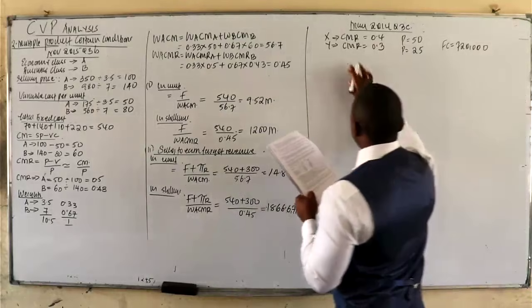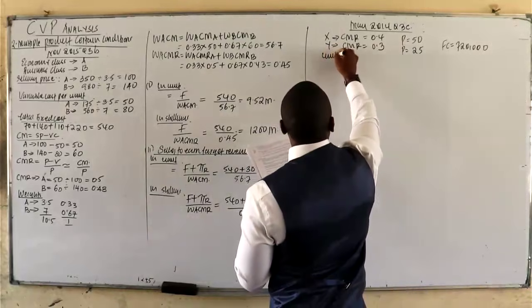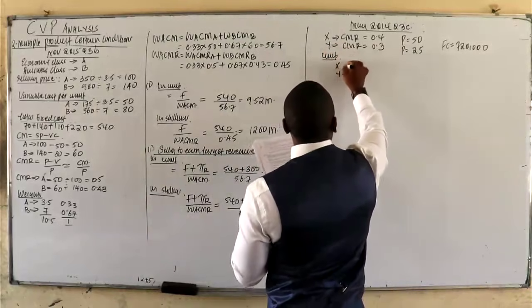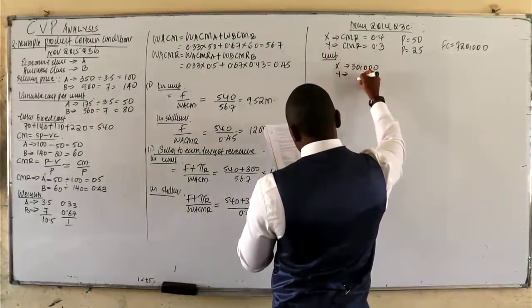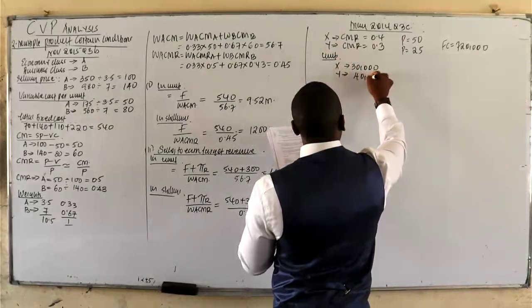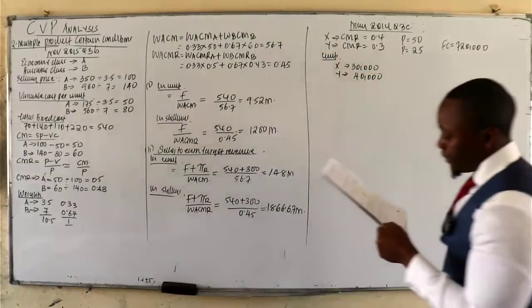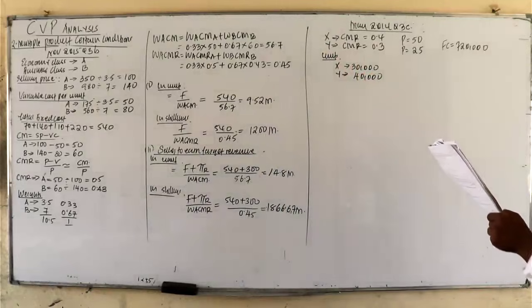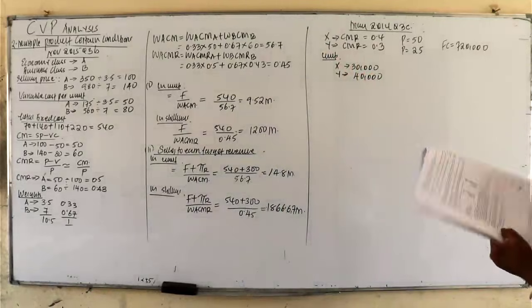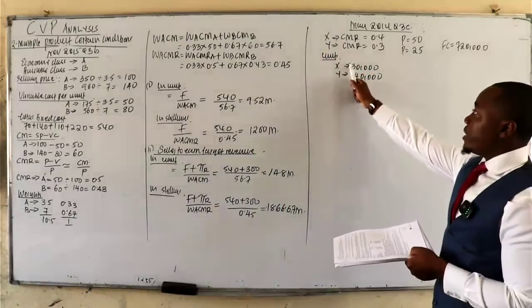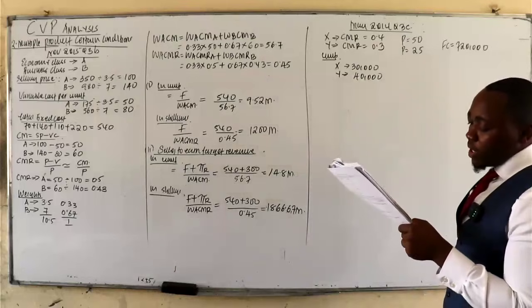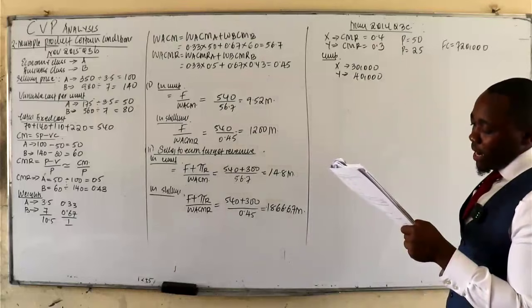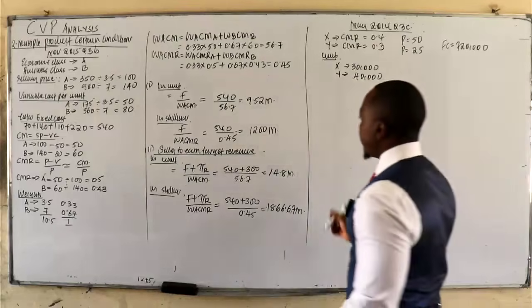And the monthly sales average units of X and Y. That is the number of units, X and Y. We are selling 30,000 units of X, and 40,000 units of Y. Required: assuming that 3 units of product X are sold for every 4 units of Y. So that's what we have, 3:4. Calculate the sales volume in shillings and in units necessary to break even. So we need break even.